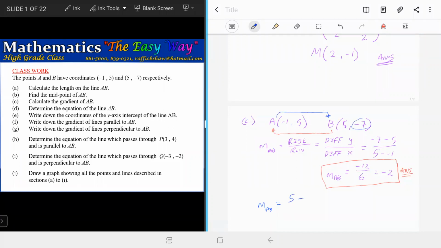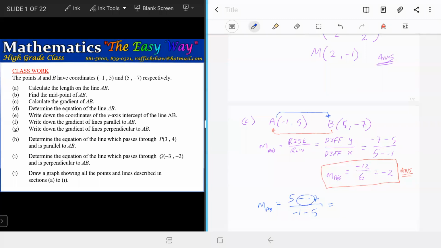So it will be 5 minus, and this Y value is actually a negative 7. So it's negative 7. Divided by, and again, I'm going from this point to this point, so I have to go with the difference in the X values. So it's this X value minus this X value now. All right? So it's negative 1 minus 5. And it's going to refer to the same gradient of negative 2.